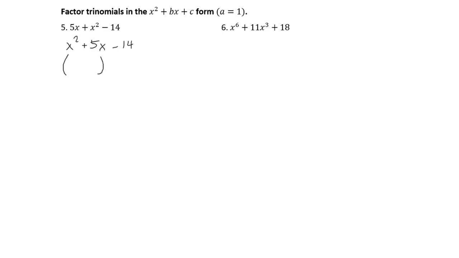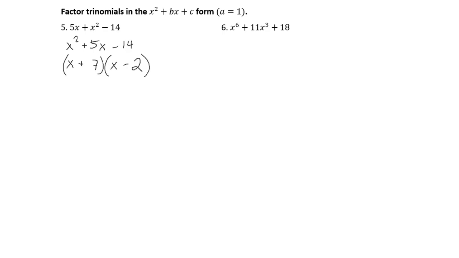Now, what are two numbers that multiply to give you 14 and add to give you the 5 in the middle? So one will be positive, one will be negative. 14 only has factors 1 and 14 and 2 and 7. So that one can be done pretty quickly. So it's a positive 7 and a negative 2.